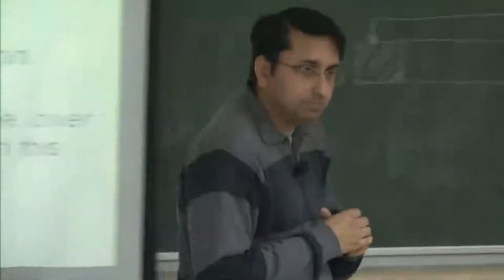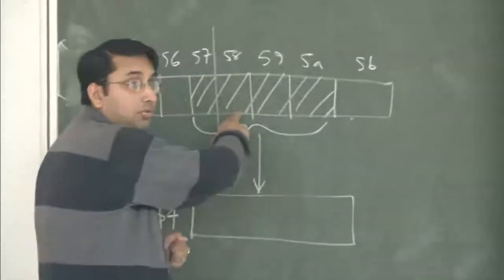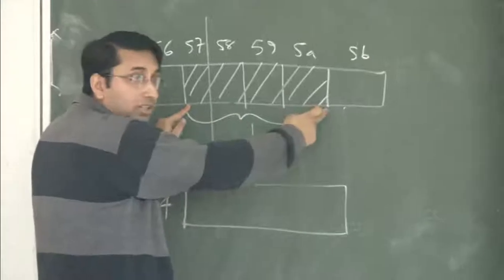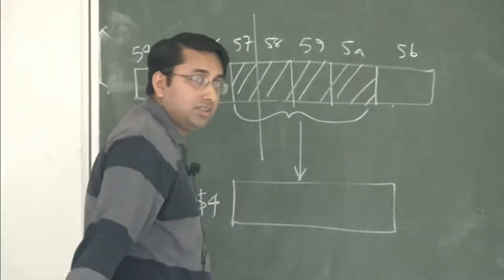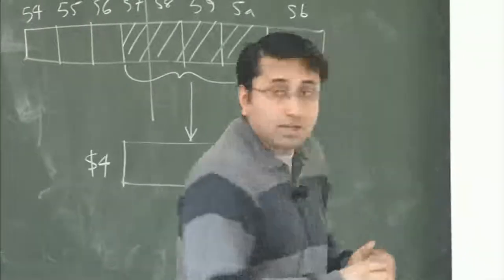So what about unaligned 16-bit accesses, unaligned half words? No, you cannot do that. You have to load a word and then shift. For example, if you want to load half word 57, 58, you won't be able to do that. You load this one and then do a shift to get that. Okay. Any question?